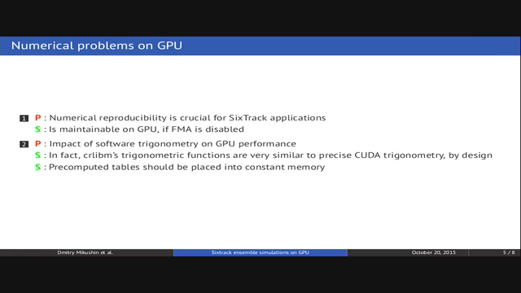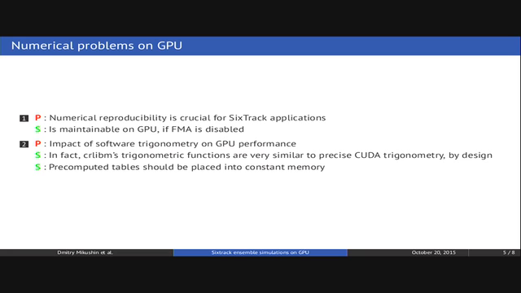Okay, so on GPU we have specific numerical problems. For example, numerical reproducibility could be limited by the usage of the FMA instruction. So FMA is, well, actually, DFMA, double precision FMA, fused multiply add, meaning that addition and multiply operations are performed as a single operation on the assembly level.